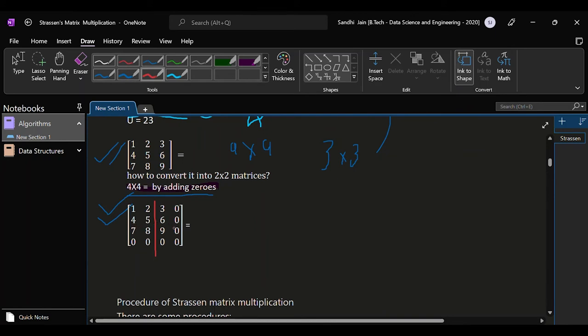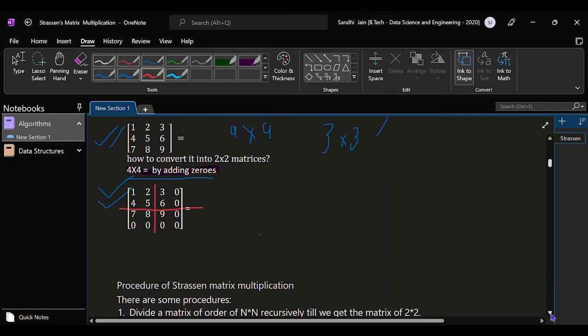So this will be divided into this way, this would be this, and in this case this would be like this. Okay, so we have obtained 4 matrices of 2 cross 2: 1 4 2 5, 3 6 0 0, 7 8 0 0 and 9 0 0 0. Now we will be easily able to compute the matrix.